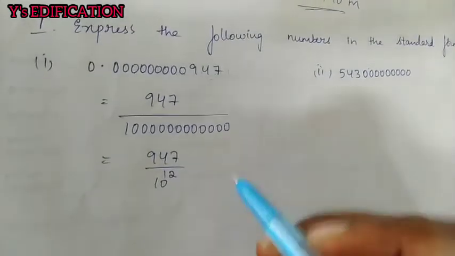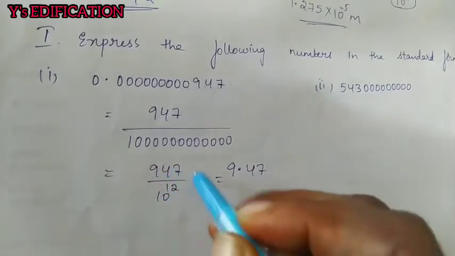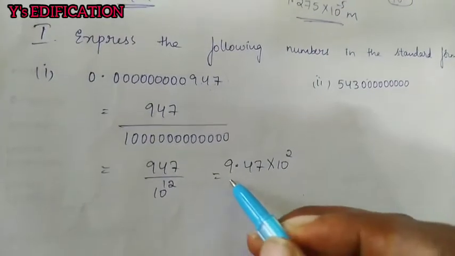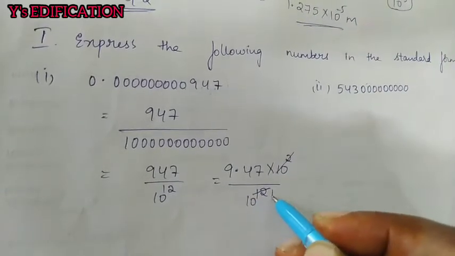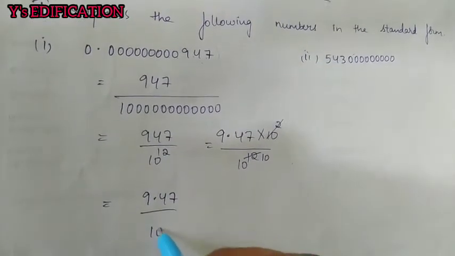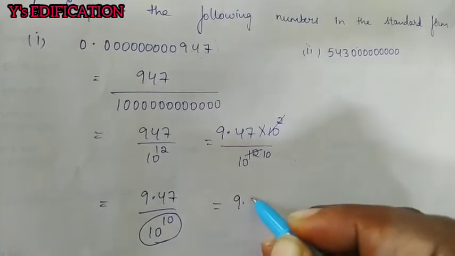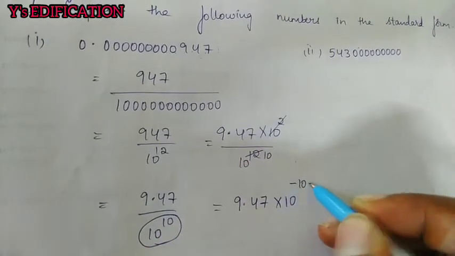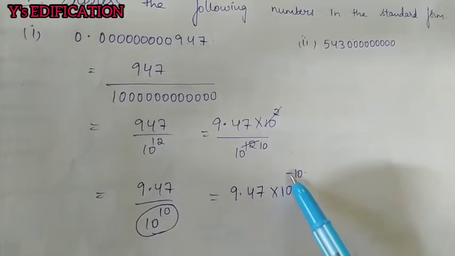Now I want to write it as a very small number. This number is 947, so I will convert it into 9.47. I am taking 2 digits after the decimal, that means 10 power 2. We already have 10 power 12 in the denominator. Here 2 tens are cancelled, so we have 10 power 10. So it became 9.47 by 10 power 10. Now I want to write this denominator in the numerator, changing into multiplication. The power will become negative. So this number can be written as 9.47 into 10 power minus 10.